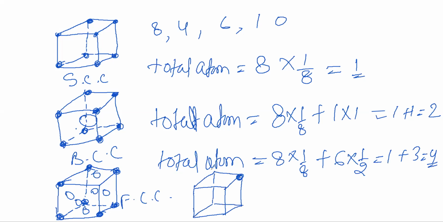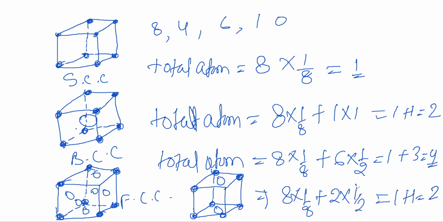Now coming to the end centered. In end centered, there are 8 atoms at the corners in each cell. And apart from that, there will be 2 more atoms at the opposite faces, right? That is, if we take one at top, another one we have to take at the bottom. So total number we have to calculate. 8 at the corners plus 2 at the faces, which is 1 by 2. So this becomes 1 plus 1, that is equal to 2. Hope this is all clear. So like this, atoms are there. Now we will be moving towards the next.